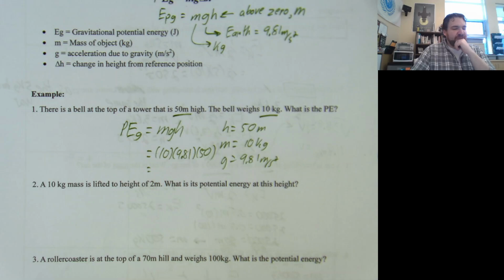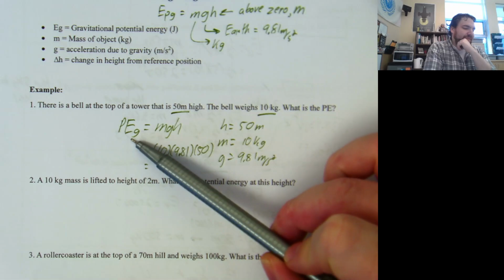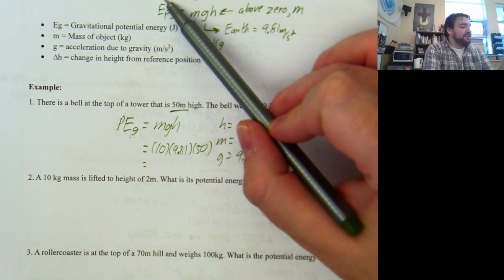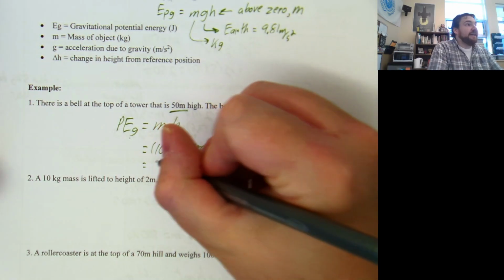Because I don't like EG or PEG. I like the first one I gave you with the P out front. Potential energy, and then what kind of potential energy? It's gravitational. What's the value? 4,900 and what?